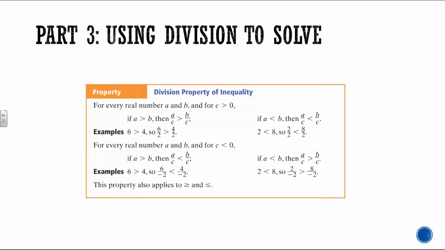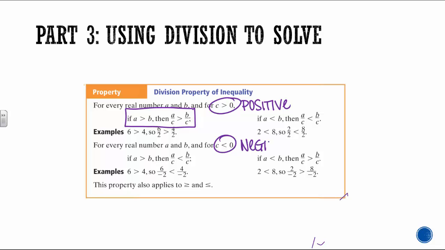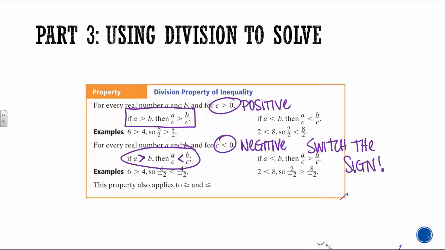Then let's use division. The division rules are exactly the same. If c is greater than 0, which means positive, it stays exactly the same when you divide by the same number. If c is less than 0, which means it's negative, all you have to do is switch the sign. You see it's a greater than and then it's a less than. So with a negative, you switch the sign when you multiply and when you divide.